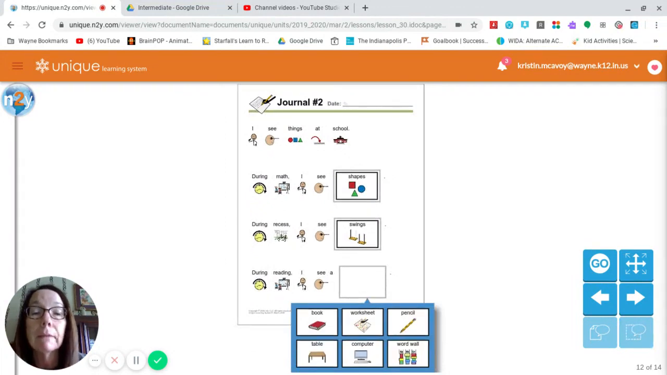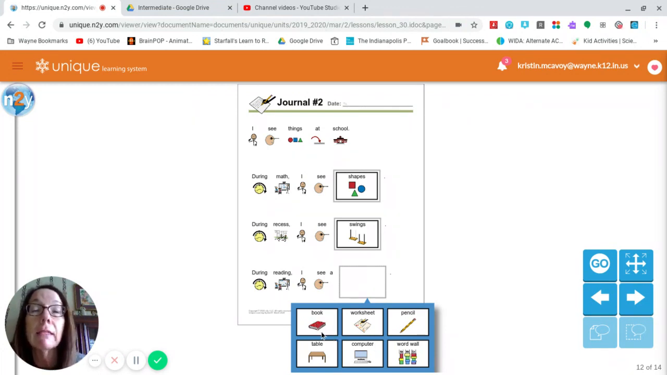A book. That's the first thing. A worksheet. A pencil. A table. A computer, or a word wall. Well, gosh, you could see all of these things during our reading group.